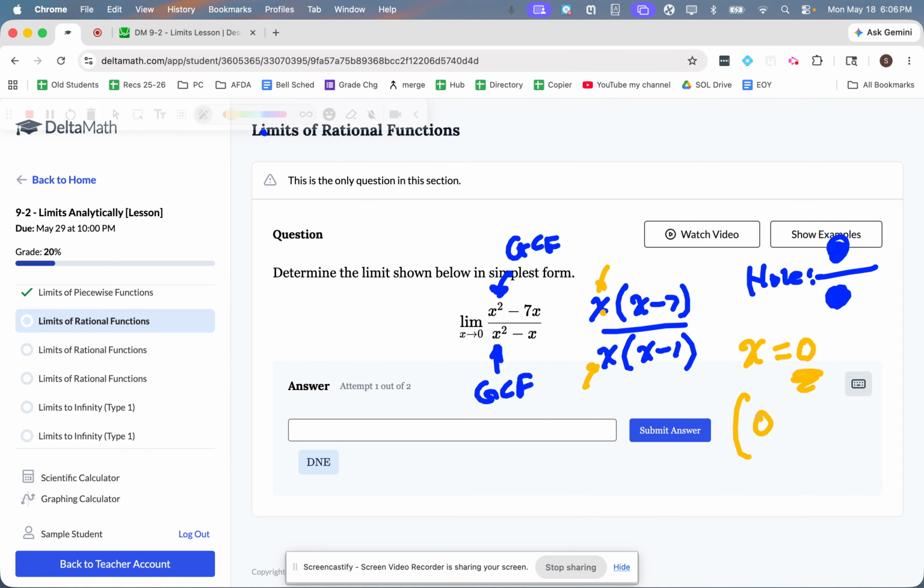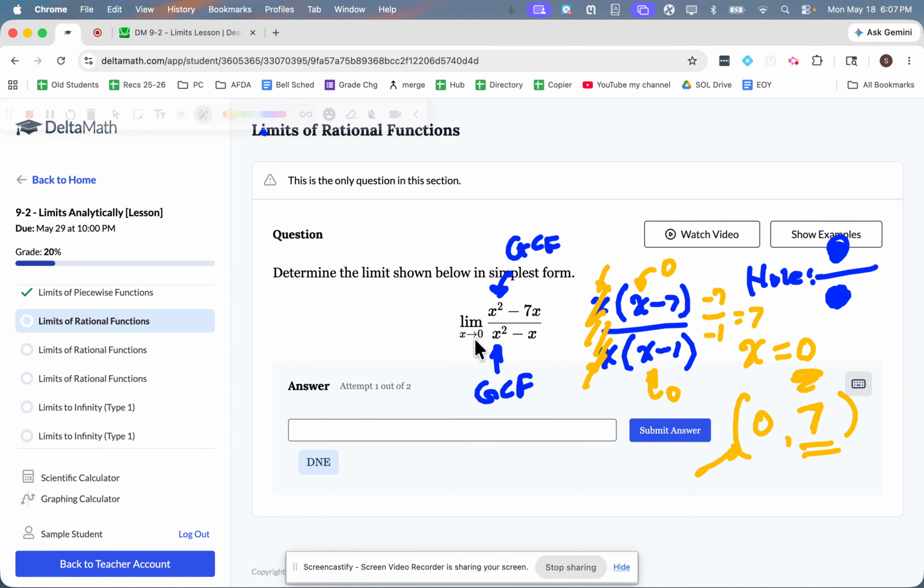If we were to do this like we did in the rational functions unit, we take that 0 to find the y of the hole. We know the x is 0. To find the y of the hole, we would plug in that 0 here, and what we get would be the y. Let's just go ahead and do that, because you're going to need it to answer this question. So we're getting -7 over -1. In other words, the y is 7. So the hole location is (0, 7).